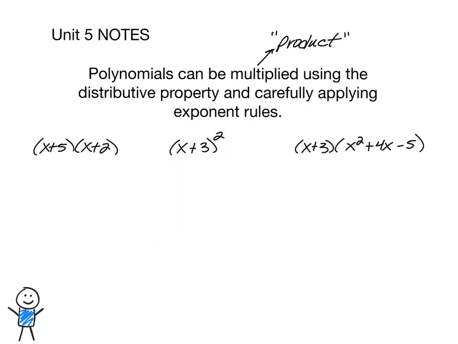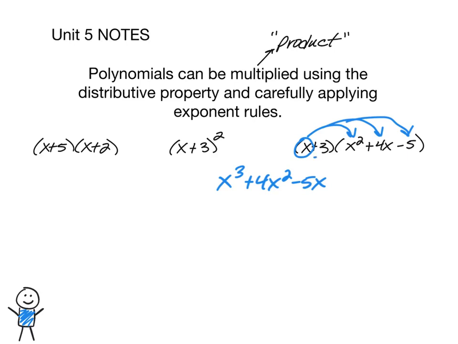The last example looks a little more complicated, but it's the same concept. We're multiplying two polynomials. So I'm going to take my first term, which is an x. I'm going to distribute it to all three parts of the right polynomial this time. X times x squared, remember, is x to the third power. X times 4x would be 4x squared. And x times negative 5 is negative 5x.